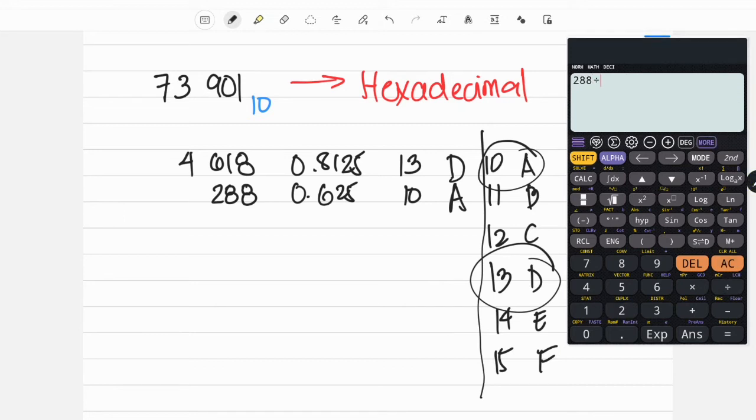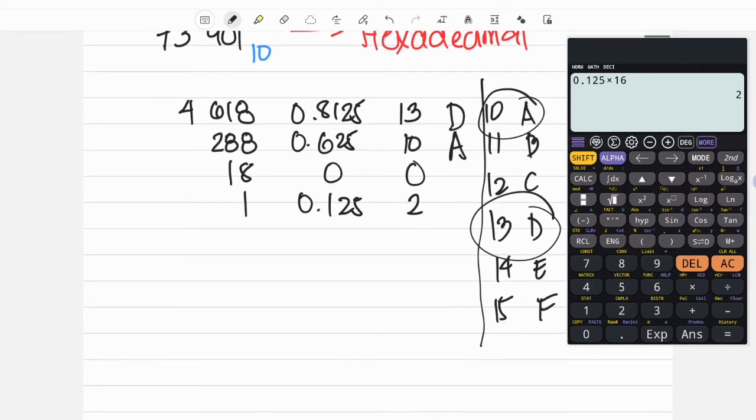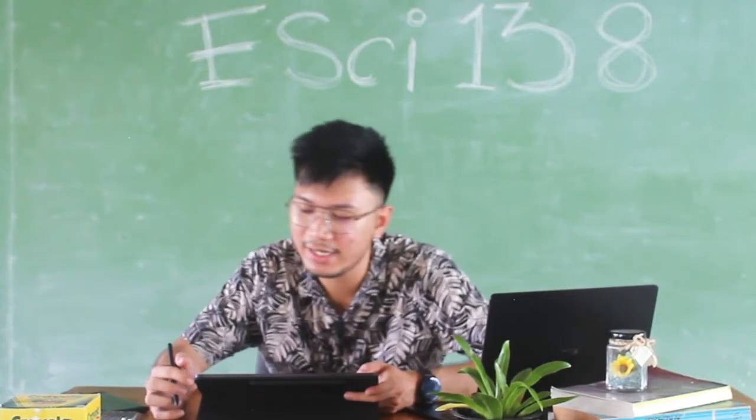Let's proceed. 288 divided by 16 is 18. Since there is no remainder, that is 0. Proceed: 18 divided by 16 is 1, with a decimal of 0.125, and 0.125 multiplied by 16 is 2. Are we done? Not yet, because we still need to divide 1 by 16, which is 0.0625, and 0.0625 multiplied by 16 is 1. So, reading from the bottom up, it is expressed as 1, 2, 0, A, D. So, 120AD.